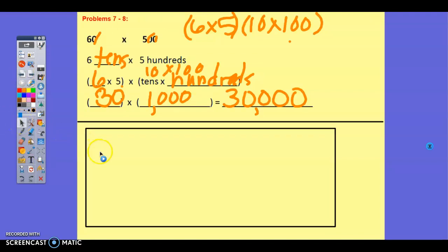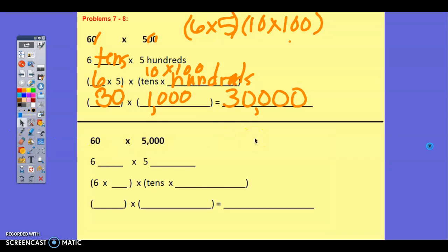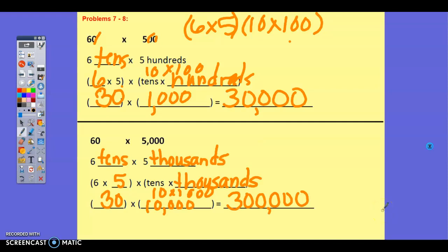Next, I want you to take a look at this one. Go ahead and pause the video one more time and try this one on your own. All right, folks, so that one is 6 tens and 5 thousands, which is 6 times 5 times tens times thousands, which is 10 times 1,000. 6 times 5 is 30. Tens times 1,000s is 10,000. 30 times 10,000, that is 5 zeros. And we've got 5 zeros here.